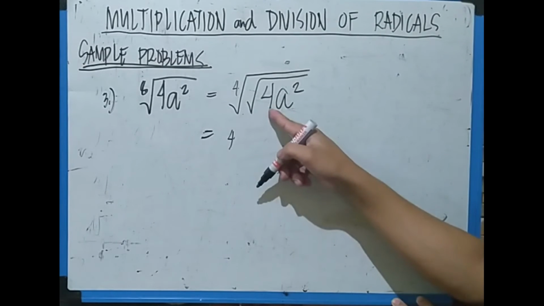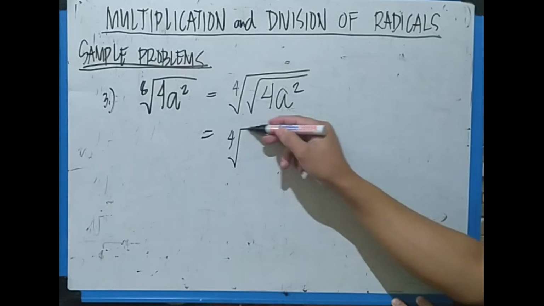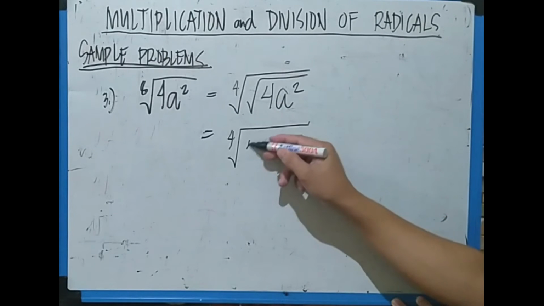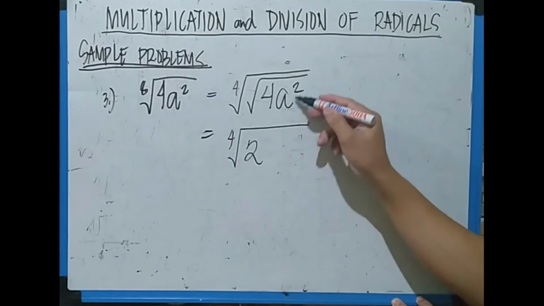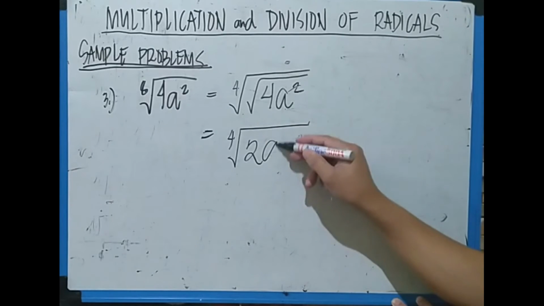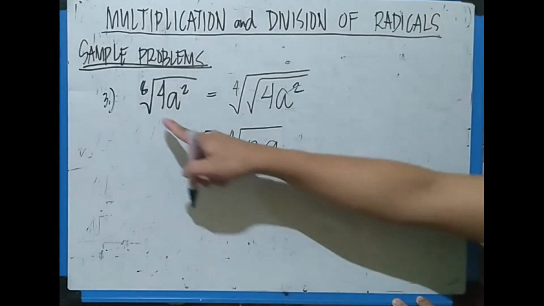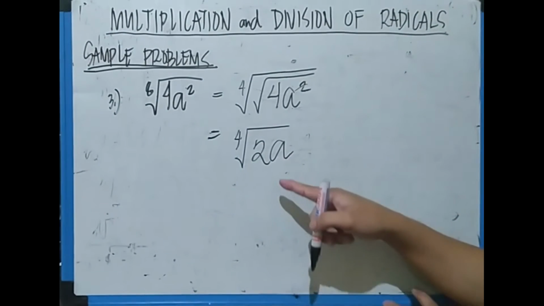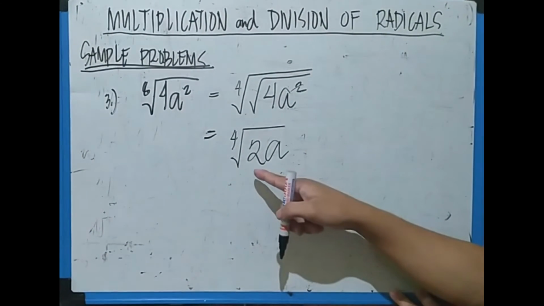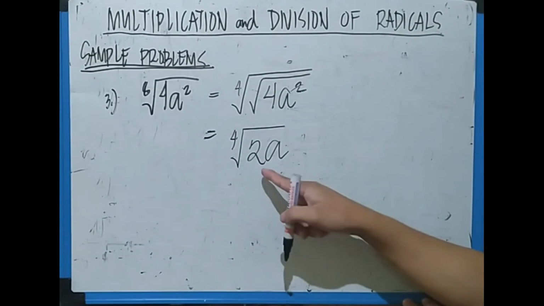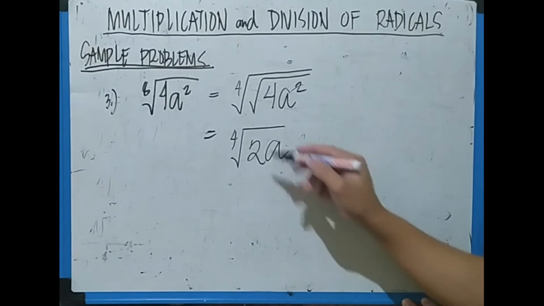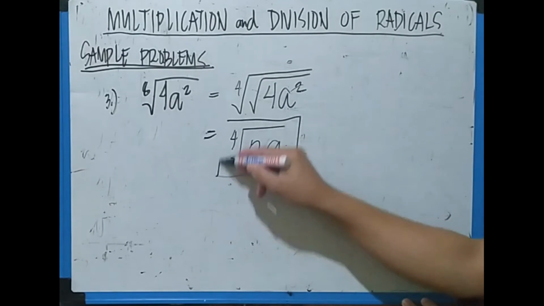So, this time, ang square root ng 4 will be 2. Kaya labas natin, magiging 2. And then a squared, cancel na natin yan, magiging a na lang siya. So, ibig sabihin guys, ang 8th root of 4a squared is also equal, or the simplest form is the 4th root of 2a. So, this will be your final answer.